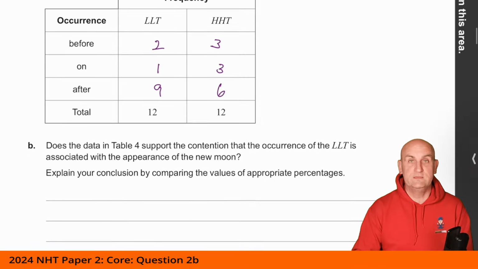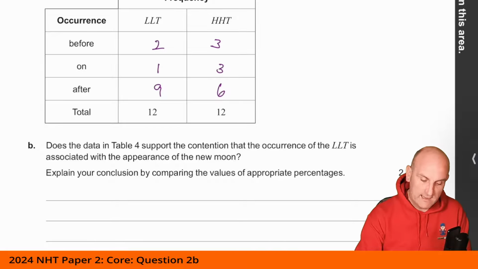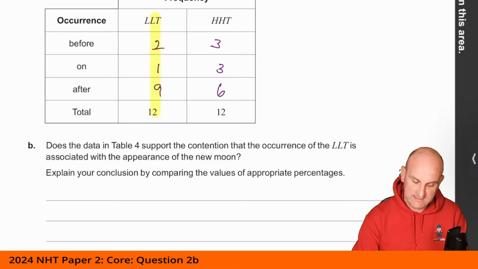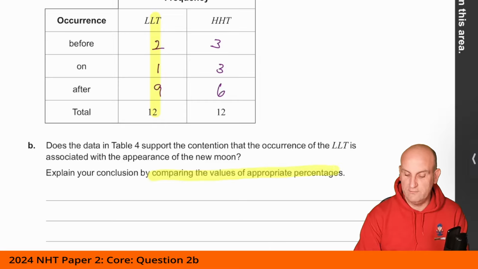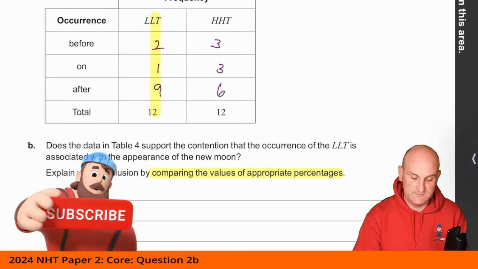When I first saw this paper, I left it. But it's talking about LLTs, and so in the same way, we're just going to consider that data. The important thing here is by comparing the values of appropriate percentages. We don't have percentages at the moment, and so I went away and converted these into percentages.